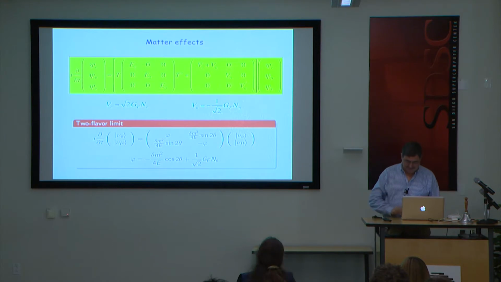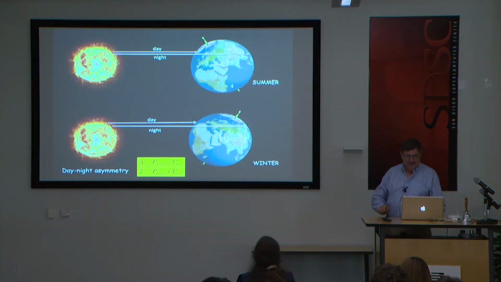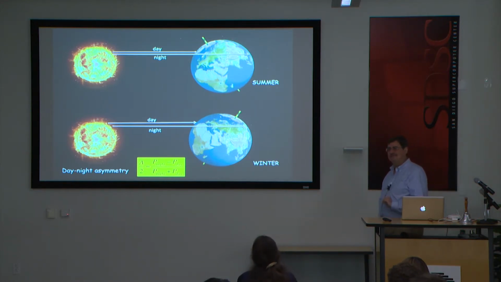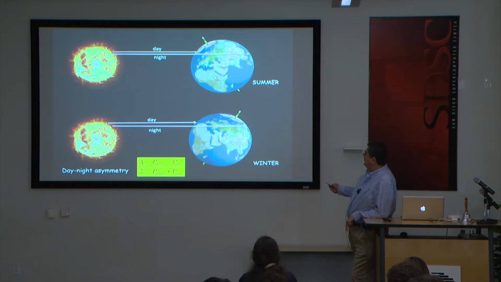Well, it does in the following way. Here is the difference between summer and winter in the northern hemisphere. So here is the Earth, and this is where the neutrino observatory is. And the Earth during the summer is tilted towards the sun. Summer in the northern hemisphere is tilted towards the sun.